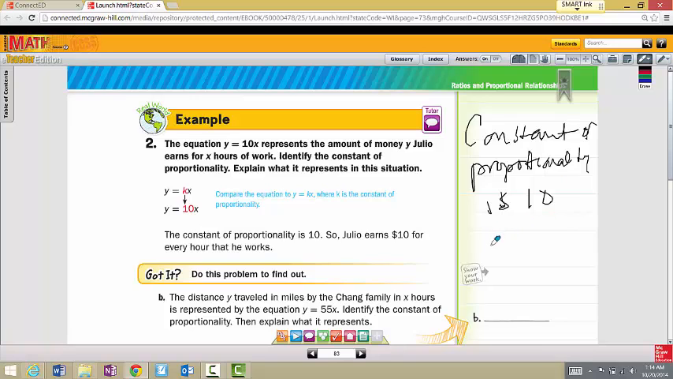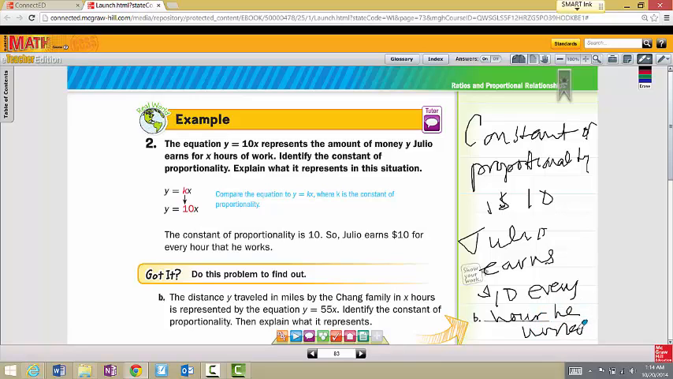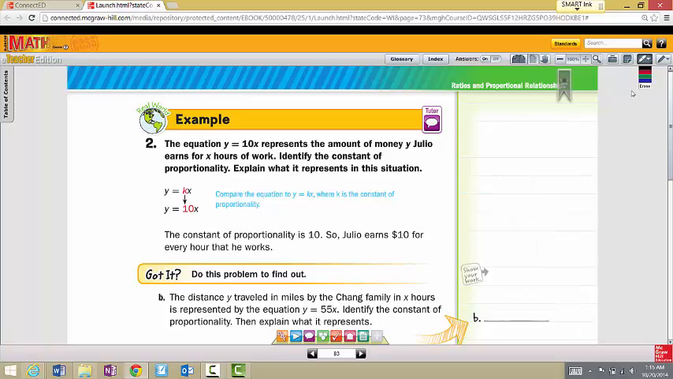Now, what does that 10 represent? That 10 represents that Julio earns $10 every hour he works. So you have to take that slope, or that constant of proportionality, and identify what that means in terms of the context of the problem. You have to be able to do that. So then look at B. B says the distance y traveled in miles by the Cheng family in x hours is represented by the equation y equals 55x. Identify the constant of proportionality and explain what it represents.